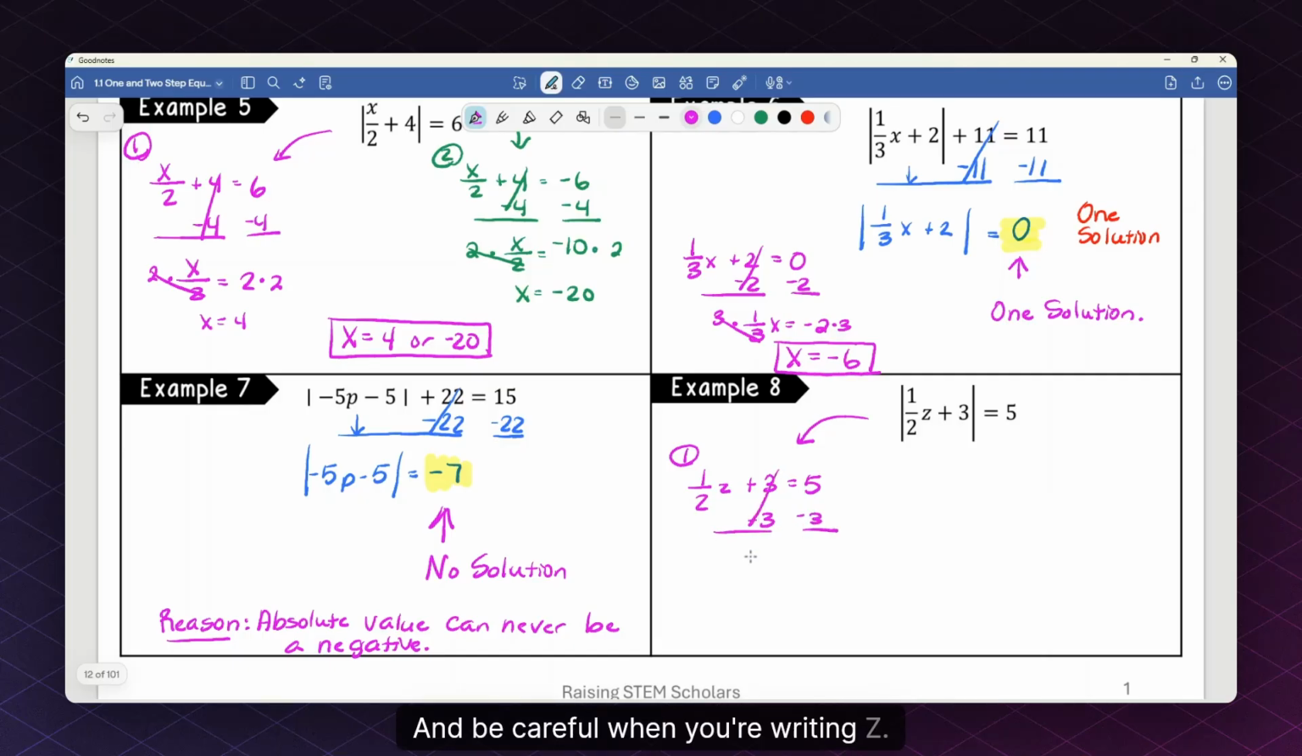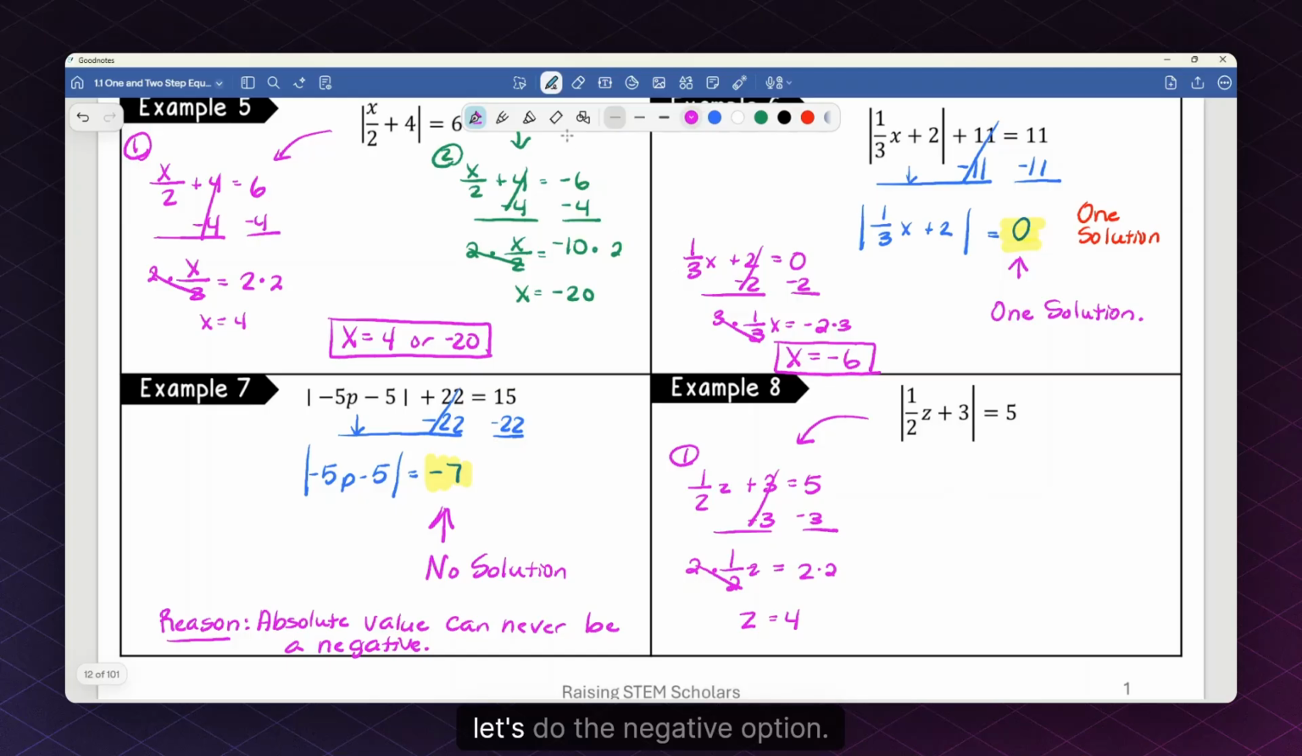And be careful when you're writing z. Like my 2's and my z's look the same. And so, yeah, not always the best letter to use in these problems. Okay, so 5 minus 3 is going to give me 2. I have a 2 in my denominator. So I'm going to multiply by 2 to get rid of that denominator. And so I get z equals 4.